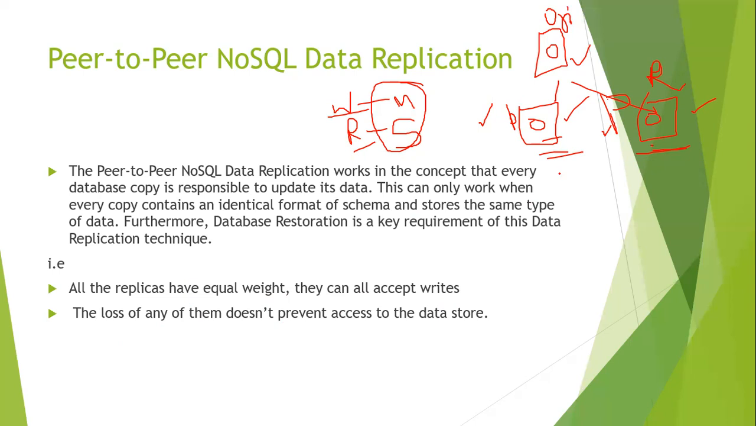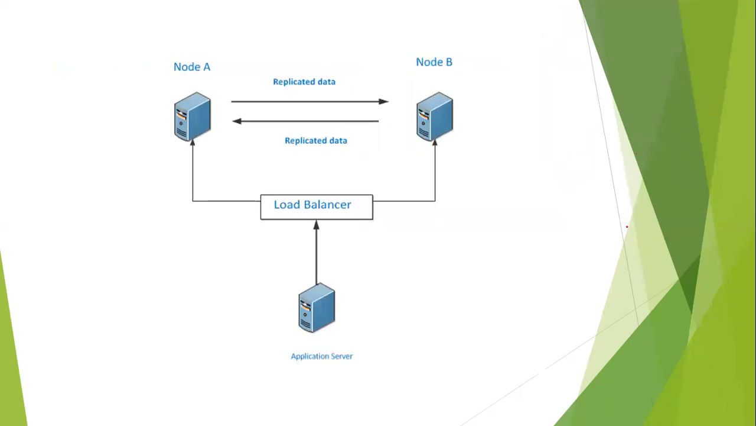Now, the operations you are doing in the first replica, the same operations you are performing here also. Consider this replica is having a problem. What will happen? You can get the same data from replica 2 also. So this is the advantage of a peer-to-peer network. Now here, this is node A and this is node B. This we call a load balancer. Here the actual data is present in the application server. The application server gives the data to the load balancer. The load balancer divides the data into one replication set and another. So node A's replicated data will be in node B, and node B's replicated data will be in node A. So the total load is handled by the load balancer.